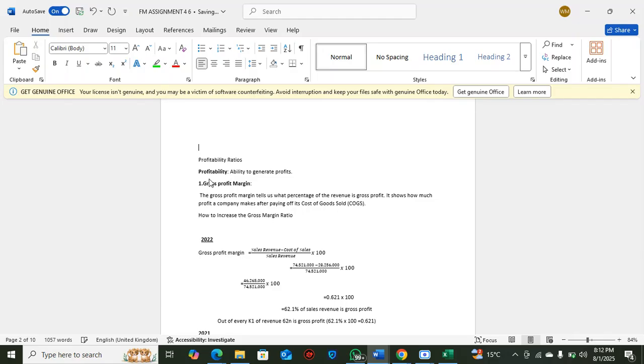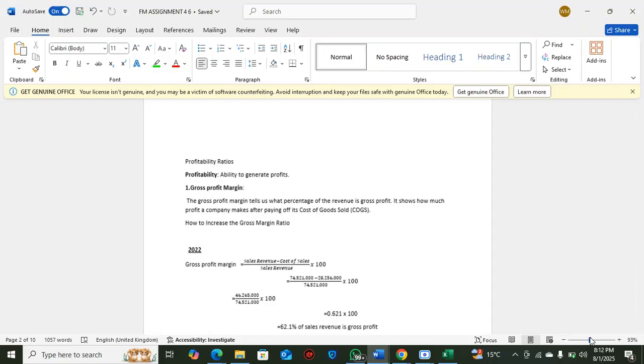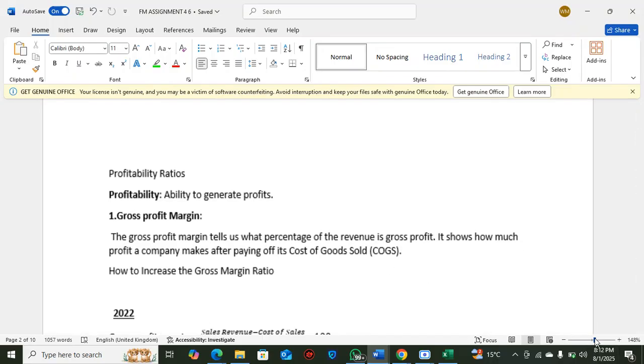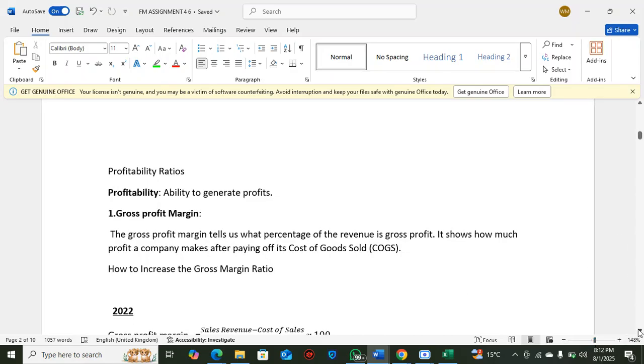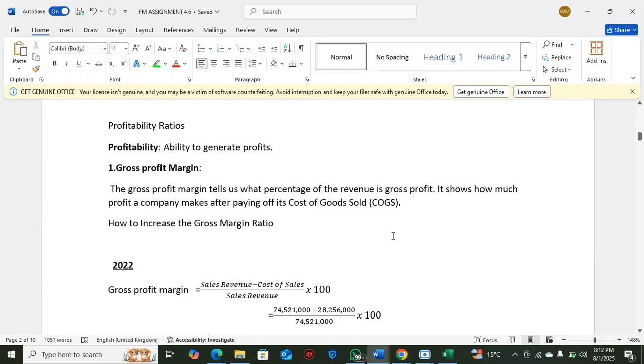Gross profit margin just tells us out of our revenue, what percentage is gross profit. That's in percentage form. In decimal form, out of every one kwacha we make in sales, what is our gross profit? This is the formula for the gross profit margin: your gross profit over your sales revenue. In this question, they never gave us our gross profit, so you have to remember gross profit is sales revenue minus cost of goods sold, or cost of sales.